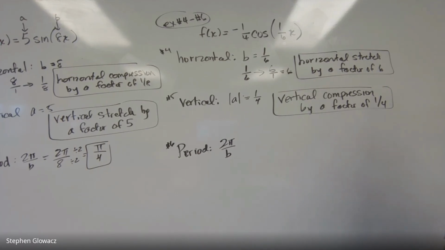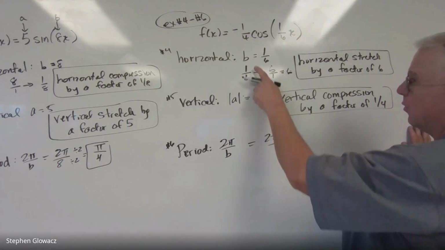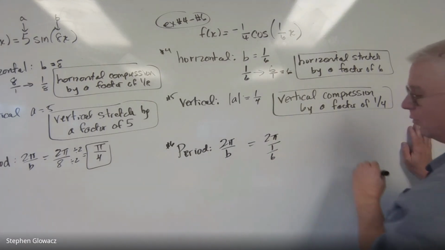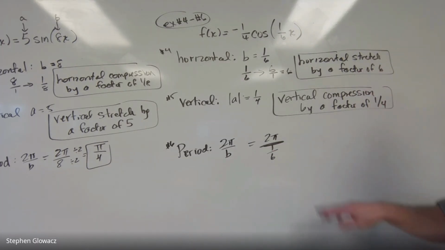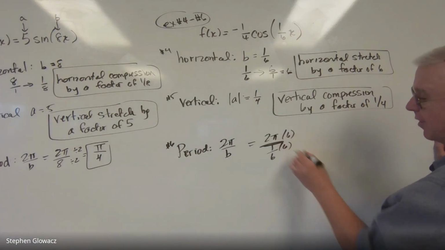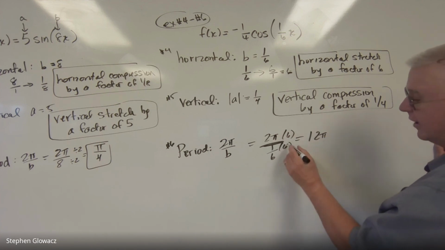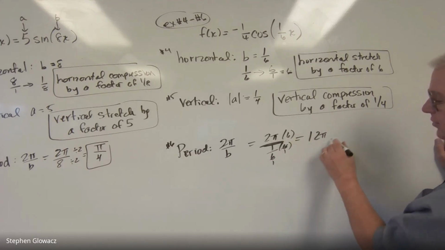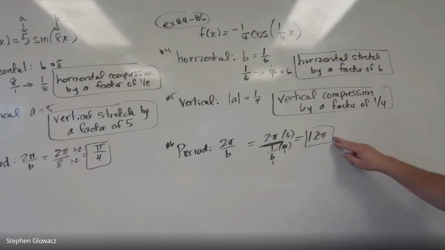Finally, the period is 2 pi over b. Remember, b was 1/6, so 2 pi over 1/6. Now we've got this complex fraction, a fraction within a fraction, so we have to get rid of the smaller fraction. We multiply by the 6, the denominator, to the top and bottom. 2 pi times 6 is 12 pi. Over here, the 6's cancel, so we just have 1. So 12 pi over 1, which is just 12 pi. And so our period here is 12 pi.